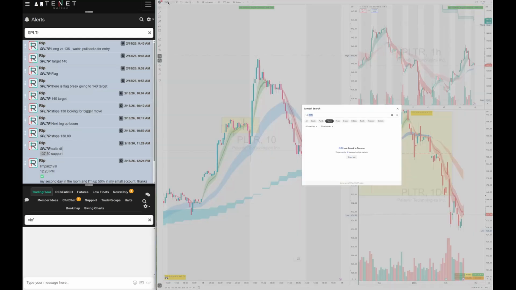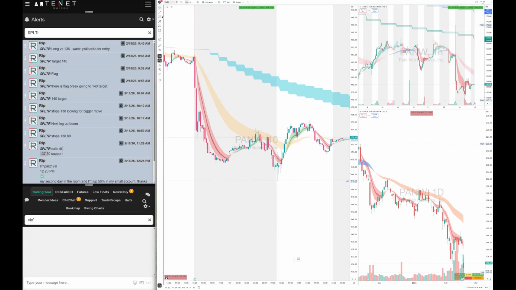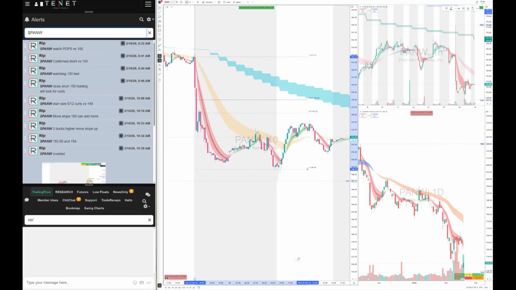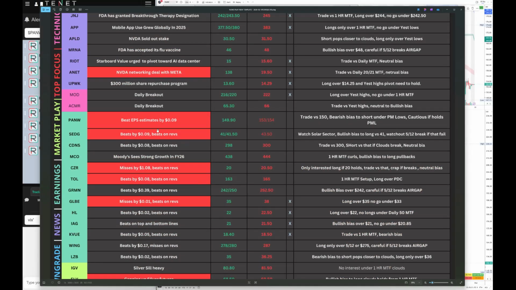So let's take a look at PANW. PANW was initially we were trying to short it, but a very important thing to look at. Let's go to the pre-market planning here. Pre-market planning on PANW was: beat estimates by 0.09, trade versus 150, bearish bias to short it under the pre-market lows, cautious if it holds the pre-market lows.